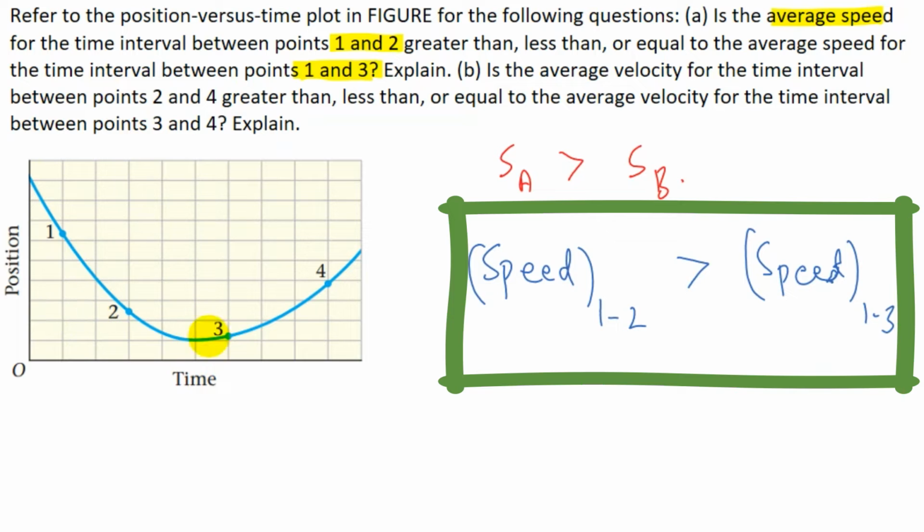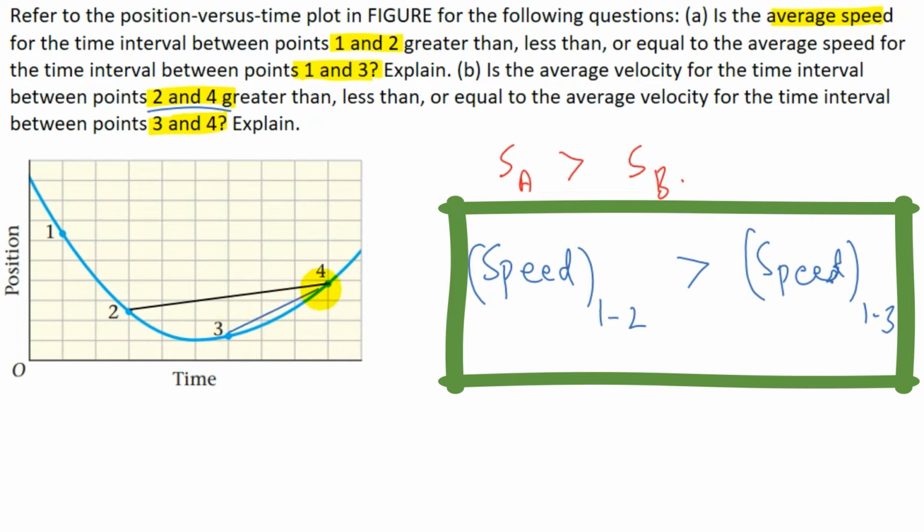Now next we're going to solve the B part, where we have to tell whether the average velocity for the time interval between points 2 and 4 is greater than, less than, or equal to the average velocity for the time interval between points 3 and 4. Now the average velocity of the object is the slope of a line between the 2 points. So let me join these 2 points. This is 2 and 4, and then we have 3 and 4. So 3 and 4 would be like this.